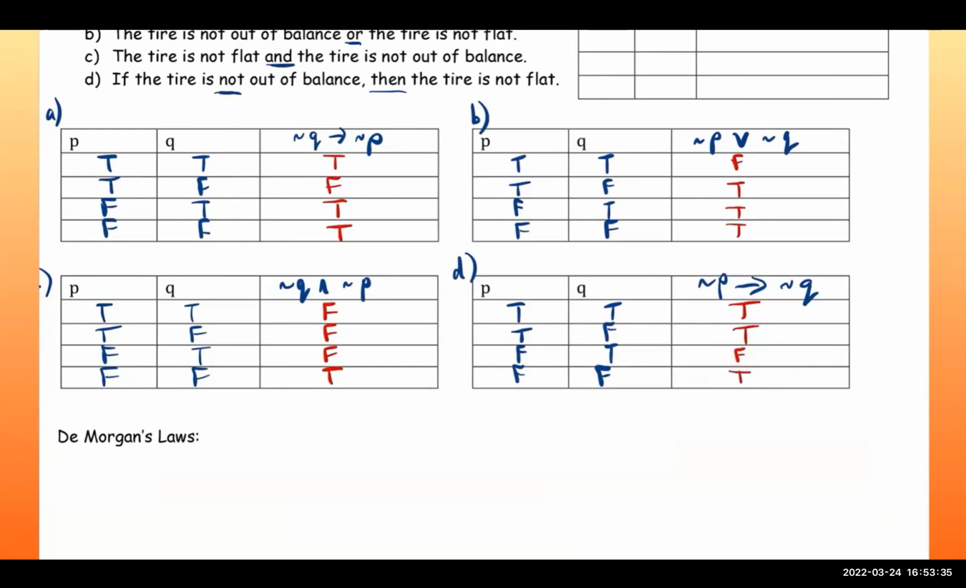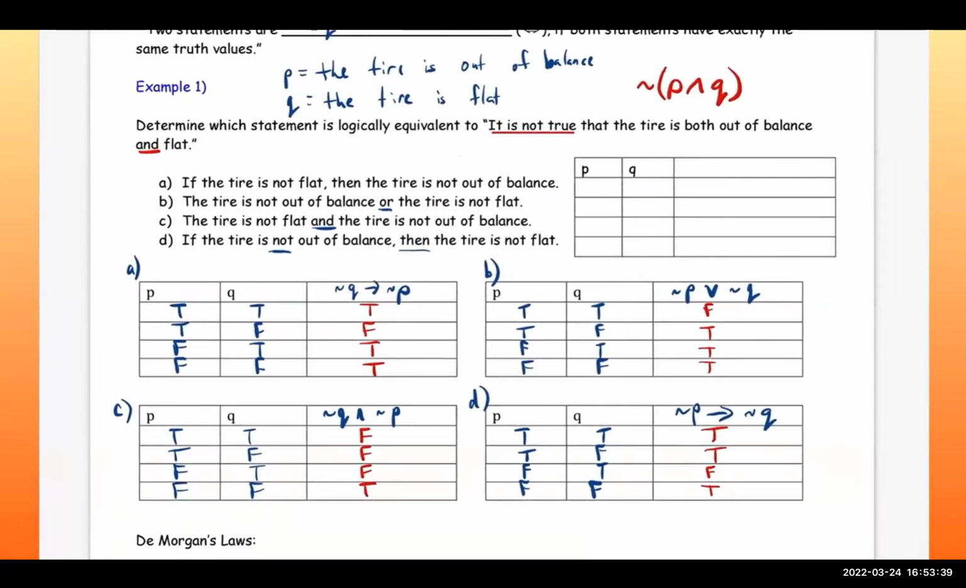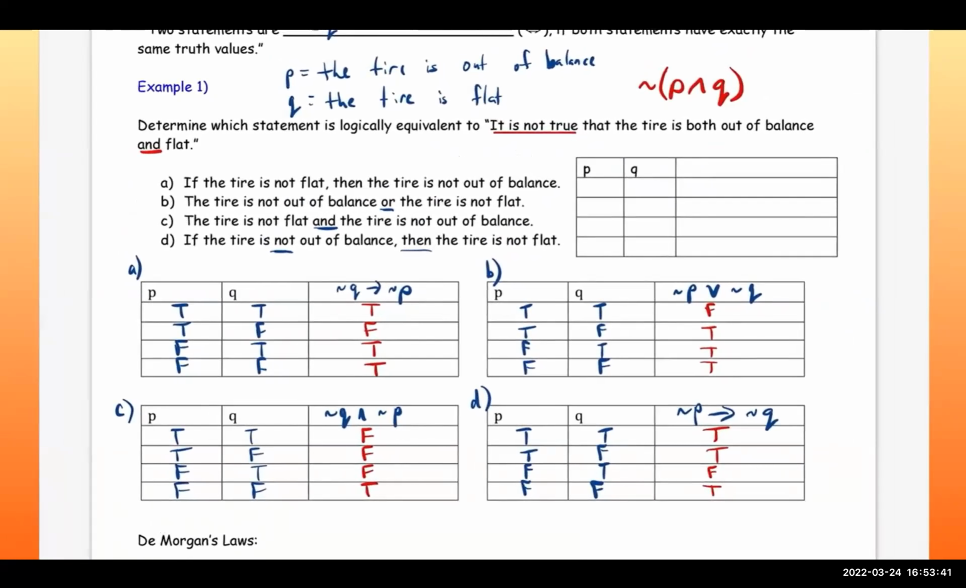Okay, so now we can determine which of these is equivalent. We didn't really fill this one out, so let's fill this one out first. So true, true, true, false, false, true, false, false. All right, so let's do the inside part, and then we'll negate it after. So P and Q would be true and true is true, but then you take the negation of true, which is false.